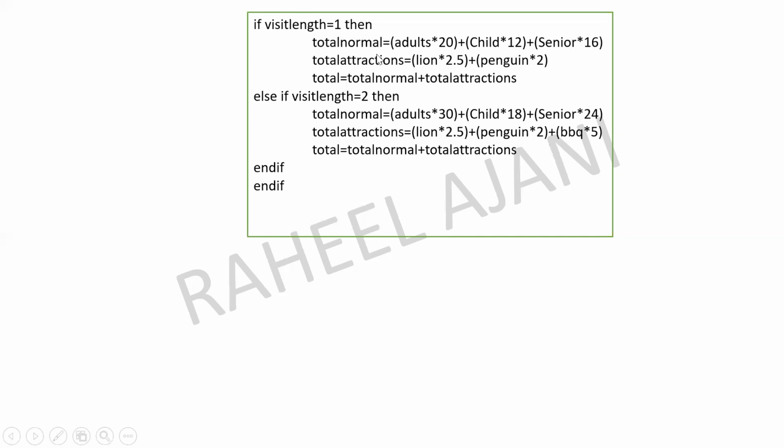And when you add both of them, I'll get the total cost of the ticket. If your visit length is 2 days, the rates are slightly different. For adults, it's 30, child is 18, and senior is 24. For attractions, the rates are the same: 2.5 for each lion feeding ticket, 2 for each penguin, but we have a BBQ here, which is 5 per ticket. Again, you get total as total normal plus total attractions, and I'm ready with my ticket cost.